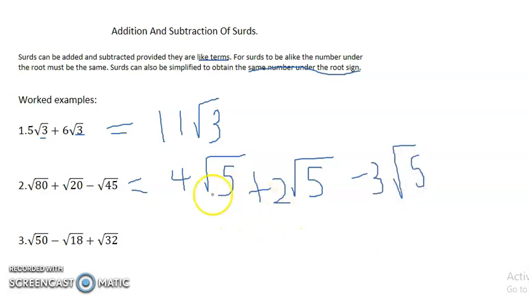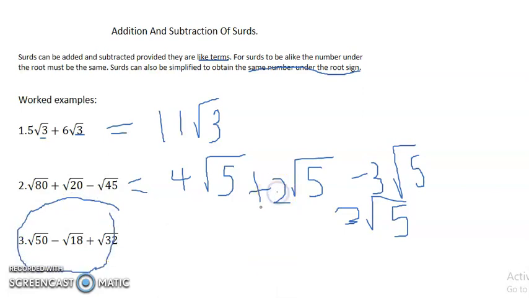Then from here you add 4 plus 2. Since the numbers under the roots are all 5, add 4 plus 2 giving 6. Subtract from 3, then you get an answer to be what? 3 root of 5. You can try this. It's very simple. Let's move on to multiplication of surds.